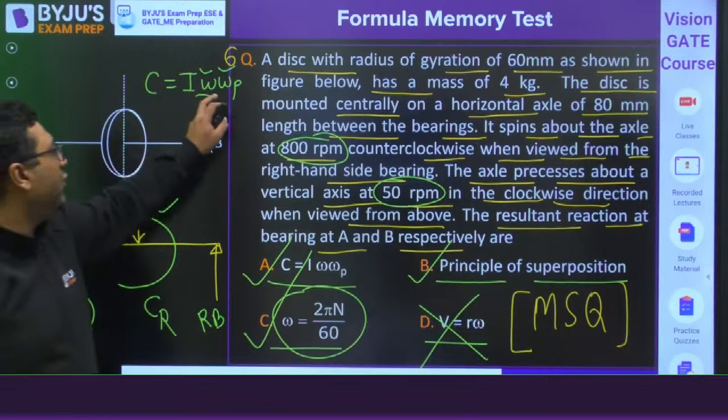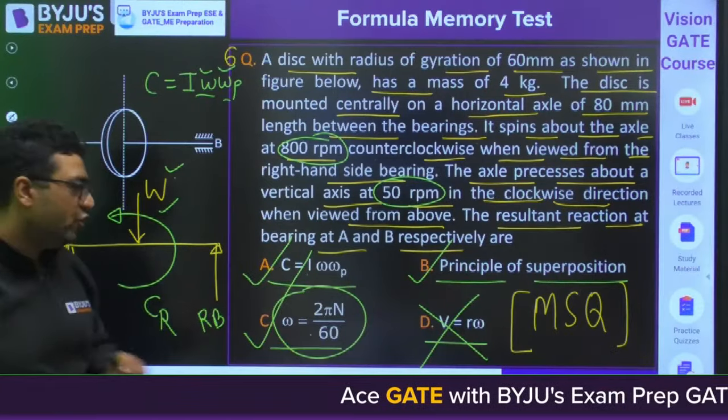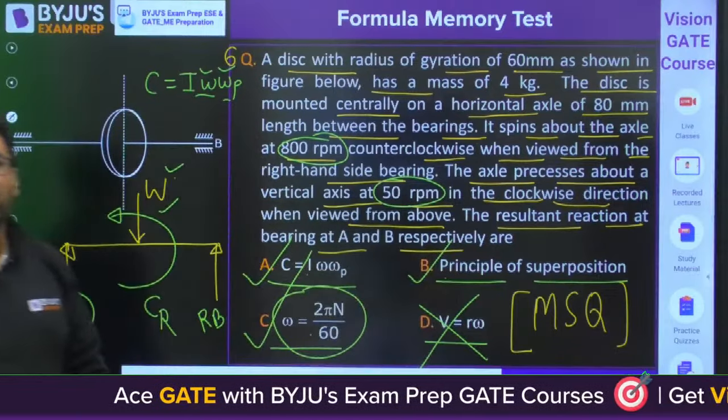To find omega and omega P, you will use this. To find the couple, you will use this. To find the reaction, you will use superposition.